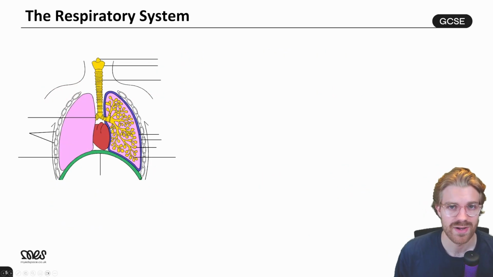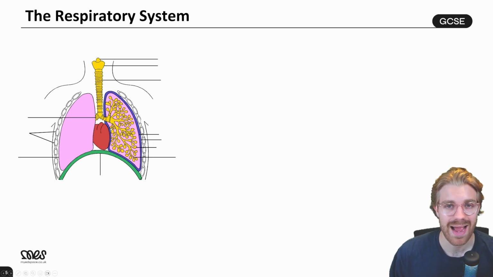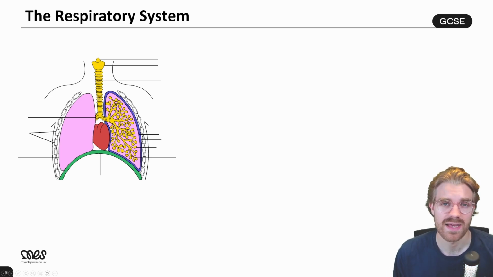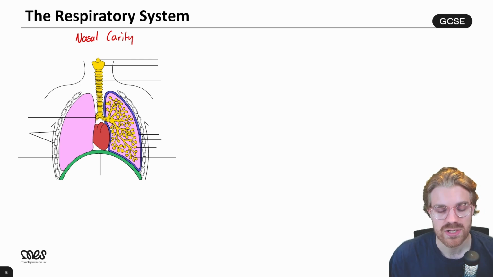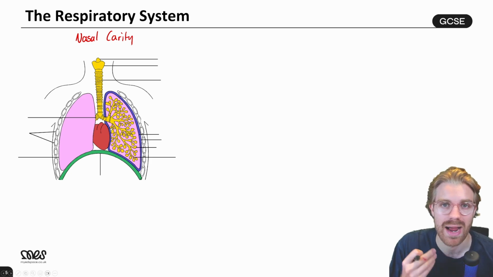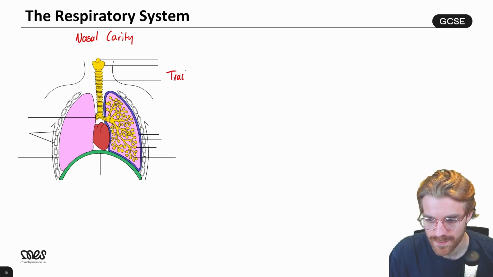The role of our cardiovascular system is to transport oxygen and other substances around the body. But how does the oxygen get into the body? That's the role of the respiratory system. Our respiratory system starts with our nasal cavity. Our nasal cavity consists of our nose and our mouth, and as we breathe in, the air then passes down through our windpipe. Technical term for this is our trachea.